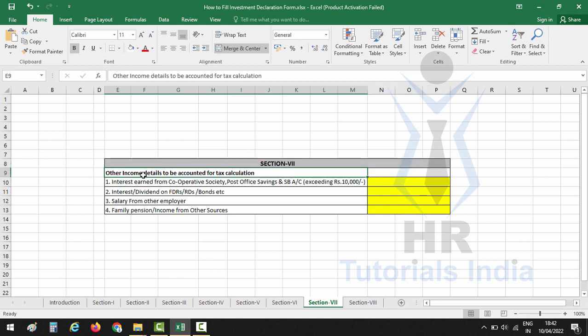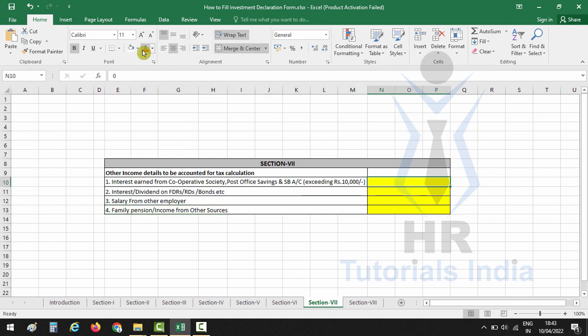Section 7, other income details to be accounted for tax calculation. These are the details which are optional and extra under section 7, which can be opted for exempting from taxes. Interest earned from corporate society, post office savings scheme exceeding 10,000, because up to 10,000 it is tax free. Interest, dividends, FDRs, RDs, bonds, etc. Salary from other employer, family pension or income from other sources. So we need to fill in all these details.